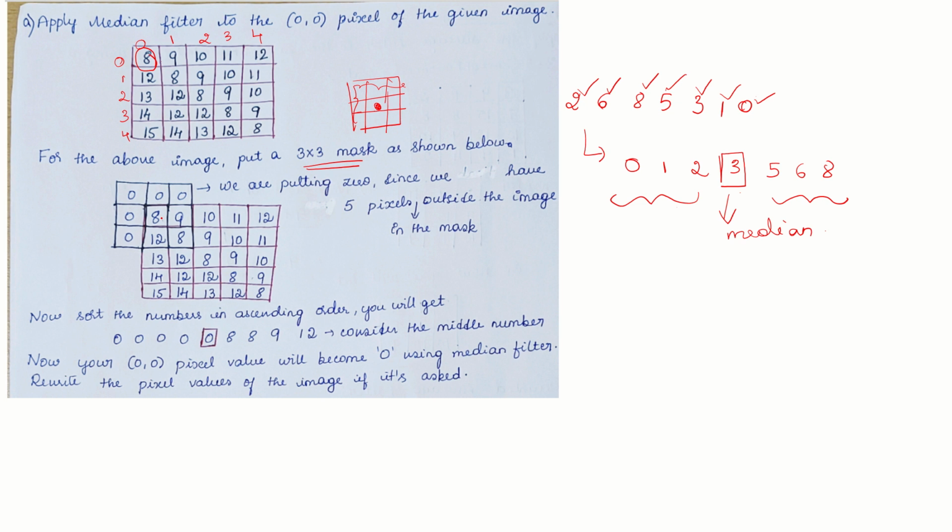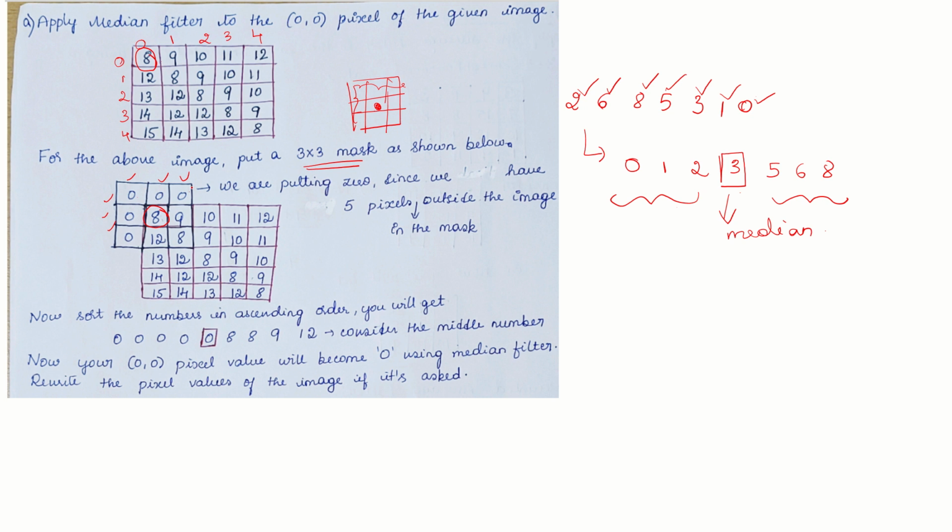How? See here, this is my original input image. I have to place my mask over this location. For the above image, put a 3 cross 3 mask as shown below. We are putting 0 in these locations because we have 5 pixels of the mask outside the image. Here you can see this is the 0, 0, so these 5 pixel values are outside your image, so we have to put 0.